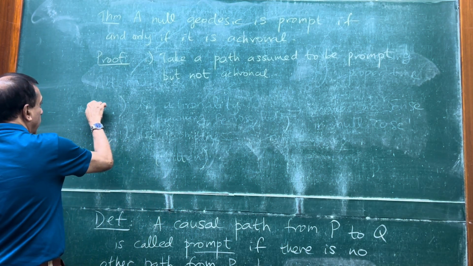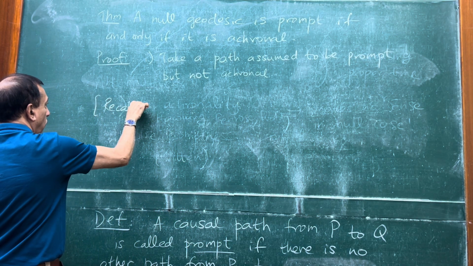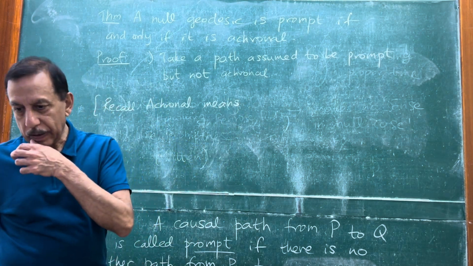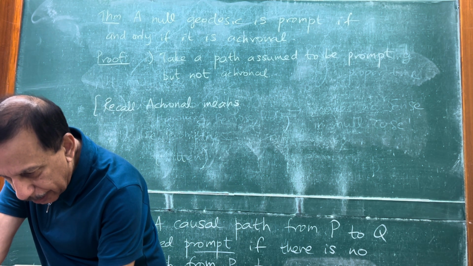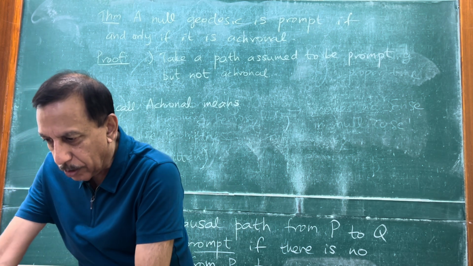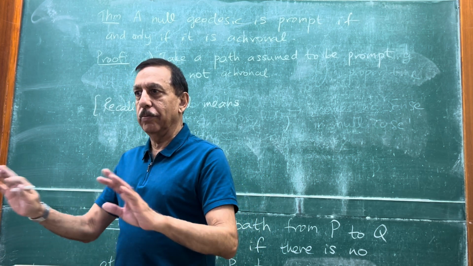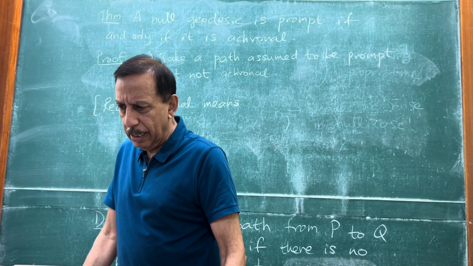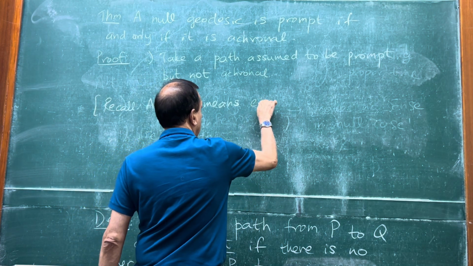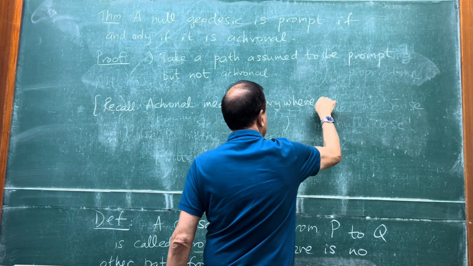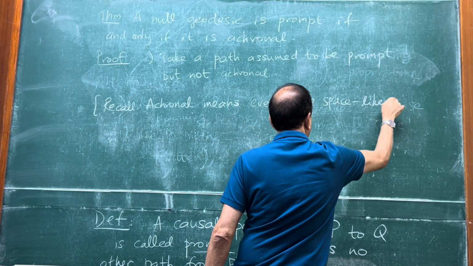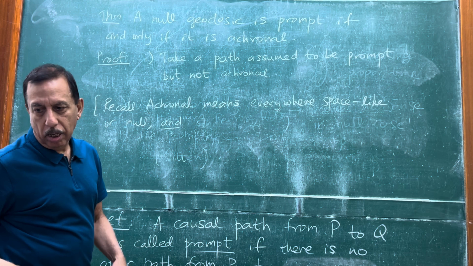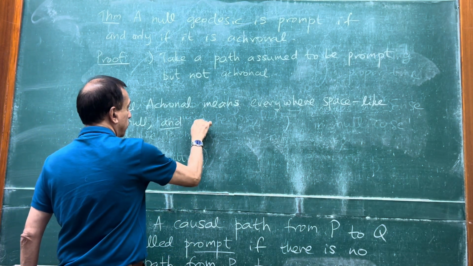Now let's recall what achronal was. I should have said that 5 minutes ago. Achronal means, so let me also just read the definition. So a subset of the manifold, any subset, it doesn't have to be a curve, it could be a hypersurface or any other manifold, or indeed it could just be even a set of points, but it's trivial there, is achronal, means everywhere space-like or null, and no two points can be connected by a time-like path.